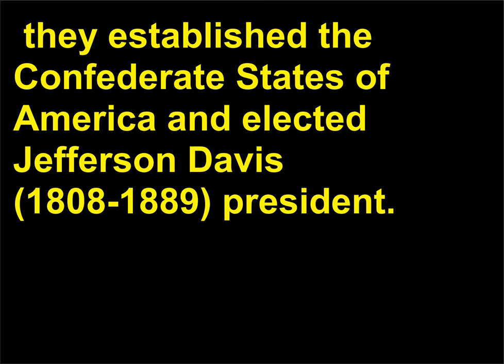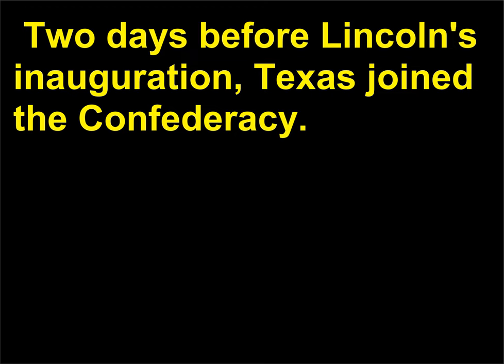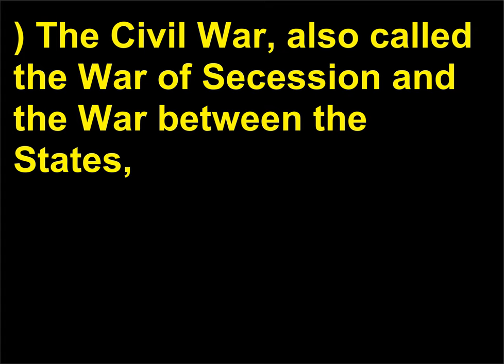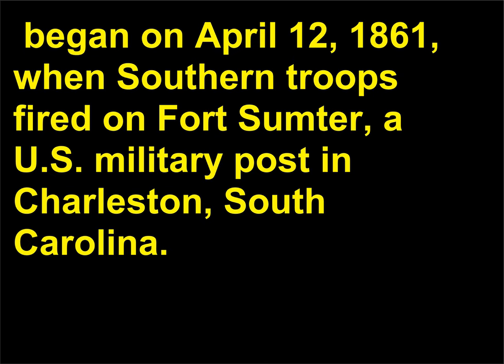Two days before Lincoln's inauguration, Texas joined the Confederacy. Virginia, Arkansas, North Carolina, and Tennessee joined in April. Shortly after, the Civil War had already begun. The Civil War, also called the War of Secession and the War Between the States, began on April 12, 1861, when Southern troops fired on Fort Sumter, a U.S. military post in Charleston, South Carolina.